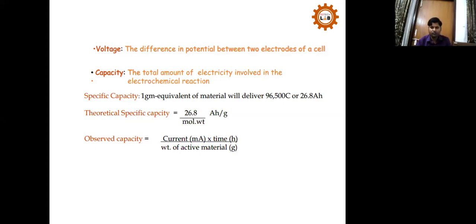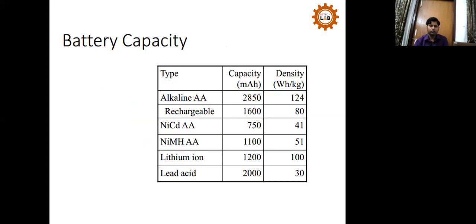Here I have shown, as I talked about earlier, there are different kinds of batteries like nickel cadmium, nickel metal hydride, lithium ion, lead acid, and so on. Here I have just listed the capacity and density. Each has a different capacity and different density. I will talk about capacity, density, power, and energy in coming slides.